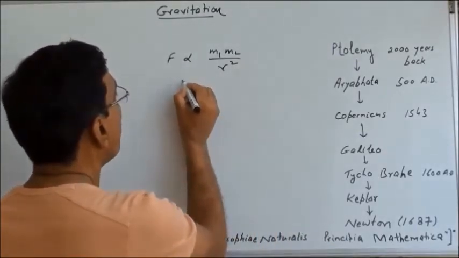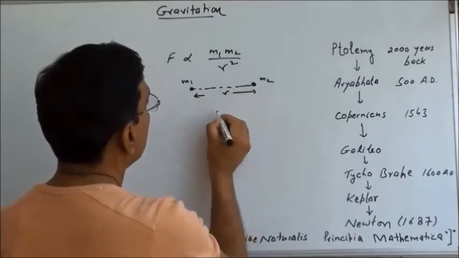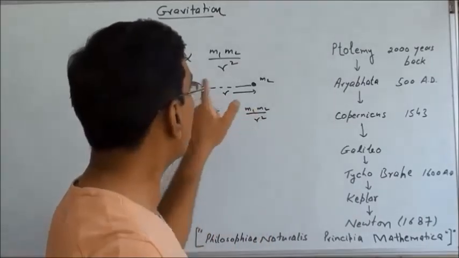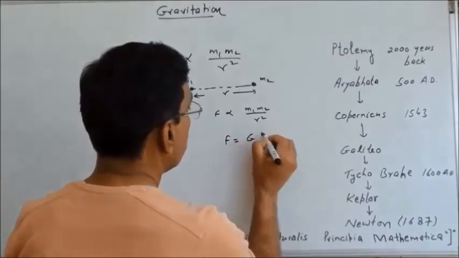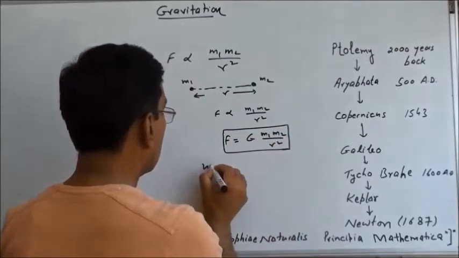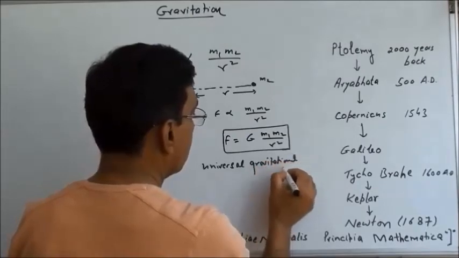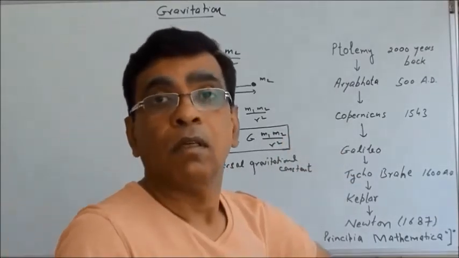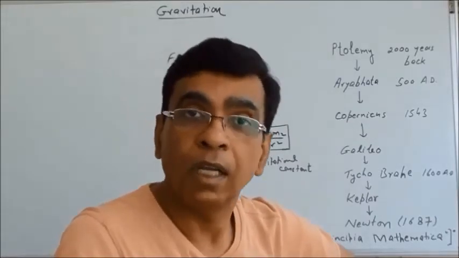So if I take 2 point masses m1 and m2 separated by a distance r, then Newton's law of gravitation says that the force is proportional to the product of these 2 point masses and inversely proportional to the square of the distance. So if we remove this proportionality sign, there is a constant, and this constant is called the universal gravitational constant. Universal constant means a constant for which the value remains the same everywhere. It does not depend on anything else.